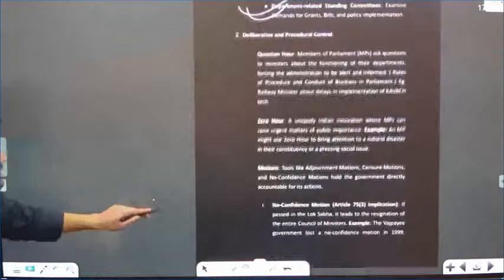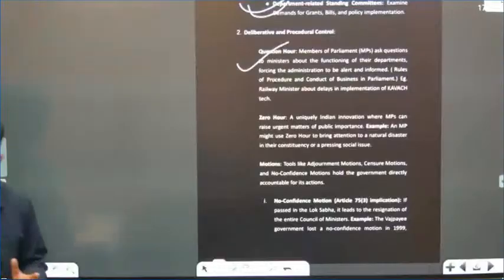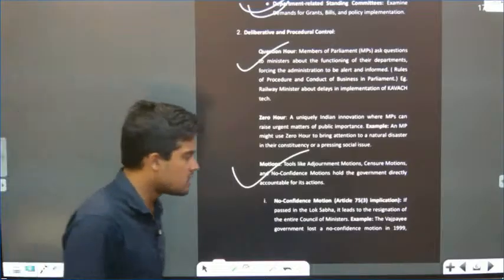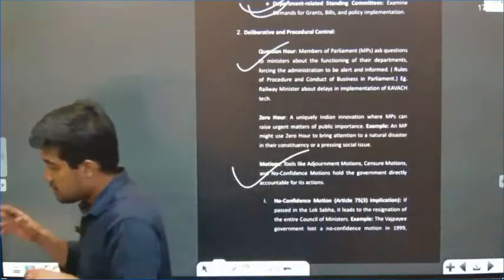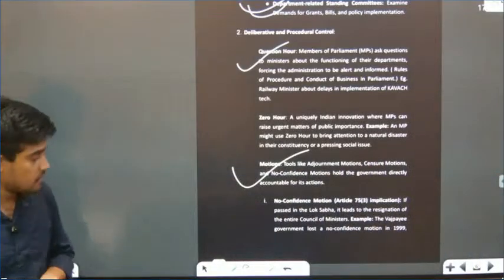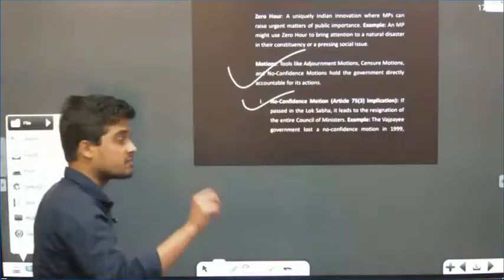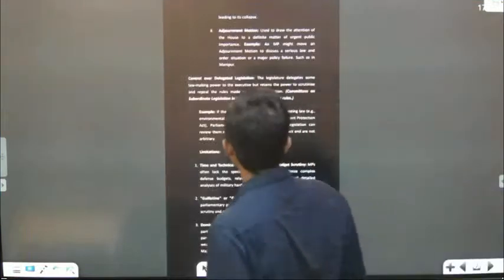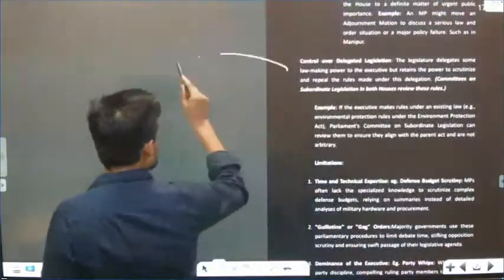Plus, Parliament exercises some deliberative and procedural control. Question Hour is there. Zero Hour is there. Similarly, certain motions are taken up: adjournment motion, censure motion. This shows Parliament seriously takes care of these businesses. Similarly, when it comes to trust in the government, a no-confidence motion can be taken up, that we have no confidence in the Council of Ministers that is ruling right now.